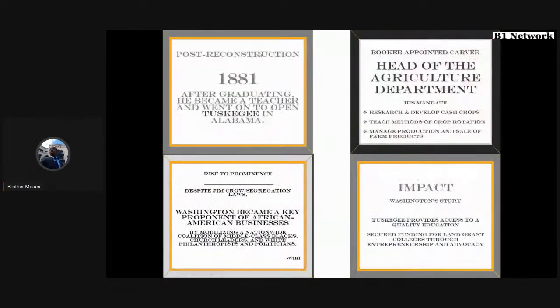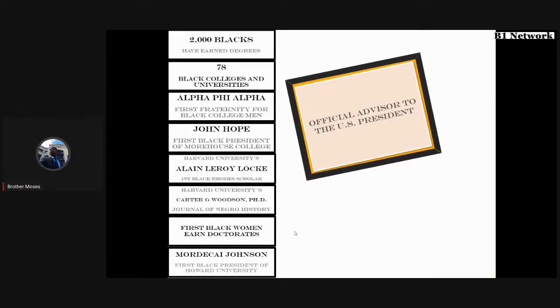Now, again, those systems and methods for crop rotation, that was George Washington Carver, the head of the agricultural department. His mandate was to research and develop those cash crops like that peanut. And as of 1901, he was invited to the White House even. So what did he do with that power as the first Black power broker? He was the first Black power broker.